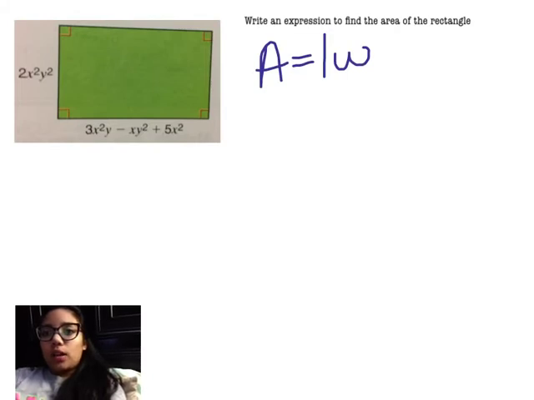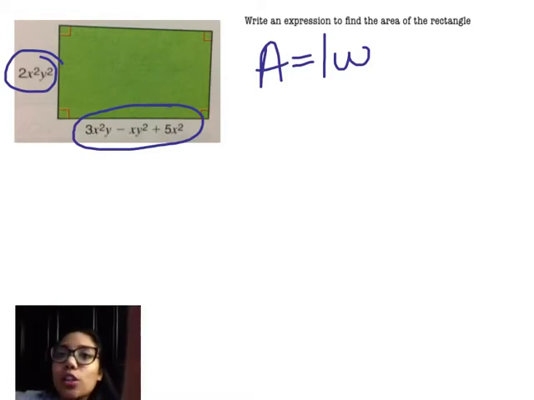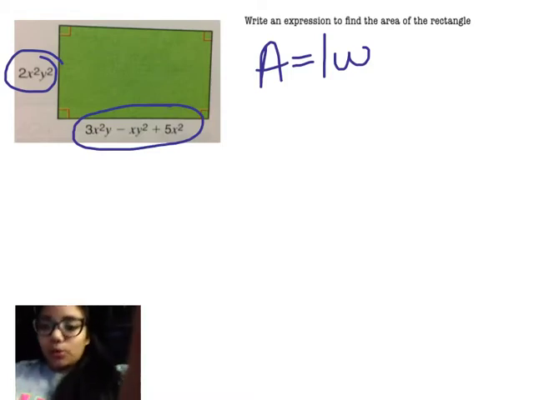So all you're going to be doing is multiplying 3x squared y minus xy squared plus 5x squared times 2x squared y squared. And I know that looks hard, but because you watched the first and second example very well and you probably understood it, you should be able to do this. So we're going to go ahead and multiply them out.